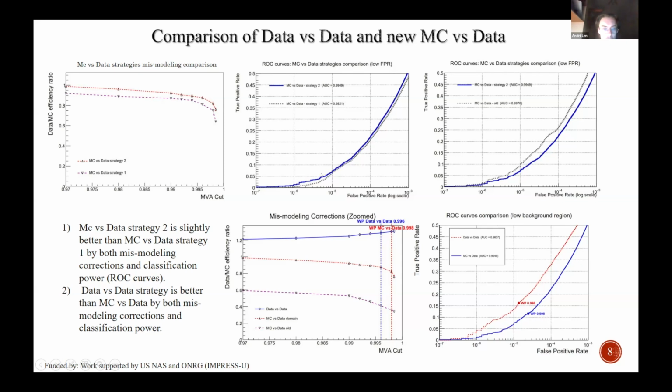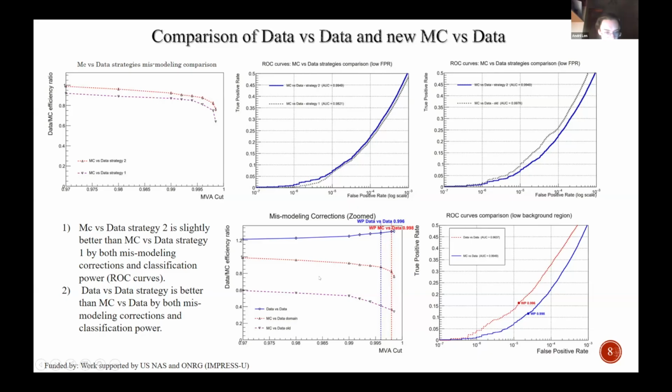And the same performance we can see on the ROC curves, which represents a raw classification power of the models. We can see that the second strategy is also better. The second strategy, I'll remind, is the one where we are adjusting the loss function. And so we took the best Monte Carlo versus data strategy and compared it to our data versus data strategy. And as you can see, data versus data is better by both mismodeling corrections and by classification power.